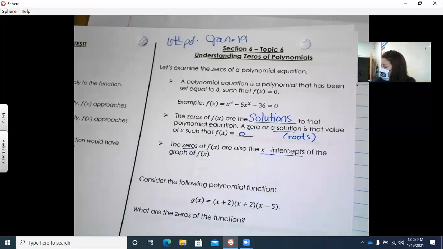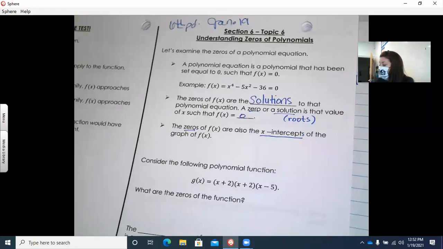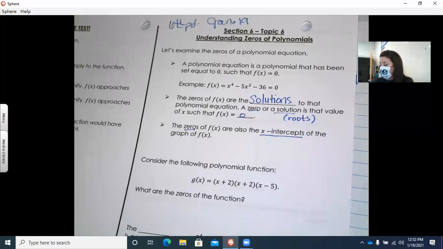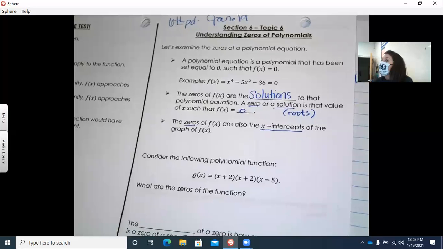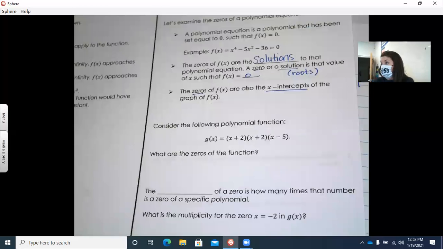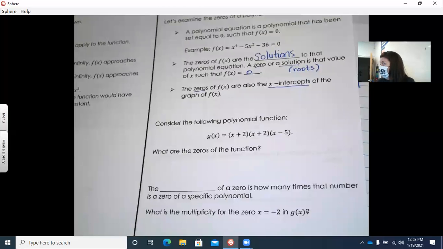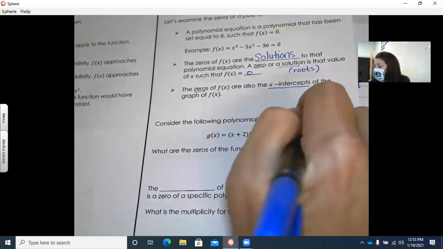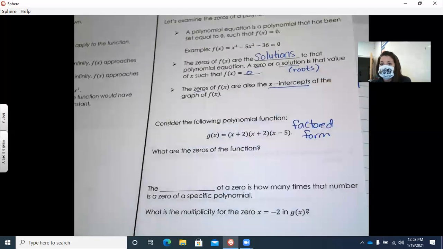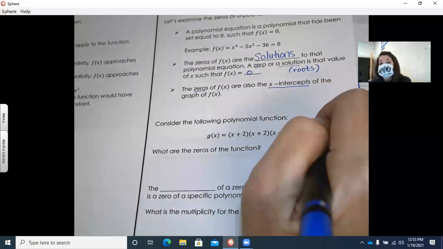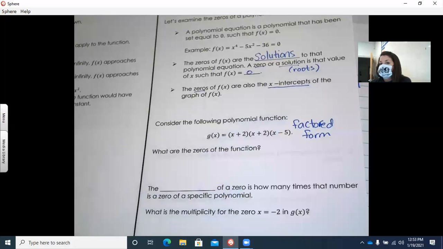Consider the following polynomial function. G of x equals (x plus 2)(x plus 2)(x minus 5). What are the zeros of the function? All right, remember when I taught you how to factor and solve? You factor, and then once you get your factors, you set each factor equal to 0 to find the solutions, correct? So this is already in factored form. We like when that happens because we don't have to factor it. Factored form. So if your polynomial is already in factored form, sweet.